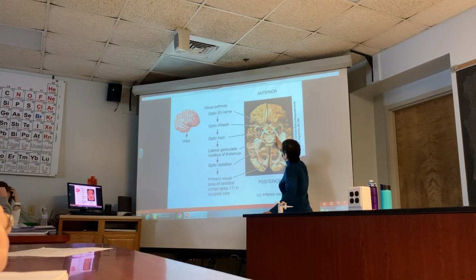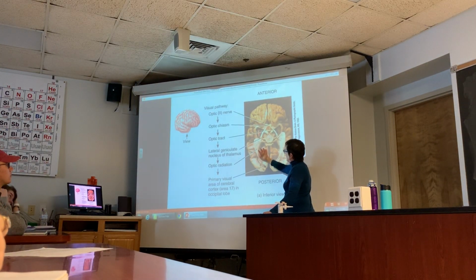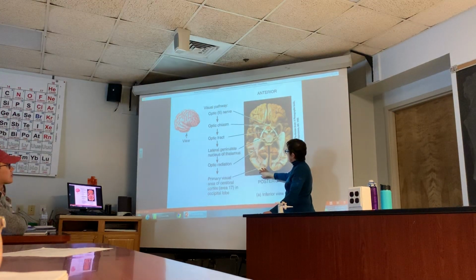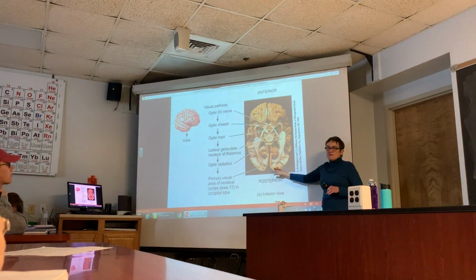I guess right here is the thalamus region. And then from there, you can see all this array of fibers that then go to the primary visual area at the back of the brain, which is in the occipital lobe.